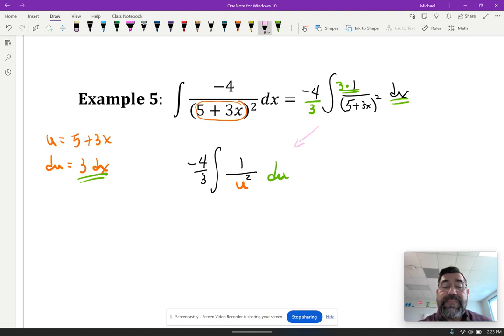How do I find the antiderivative of this? Usually I have a student that says, can I take the natural log of u squared? No, you can't take the natural log of u squared. What we can do is rewrite it.